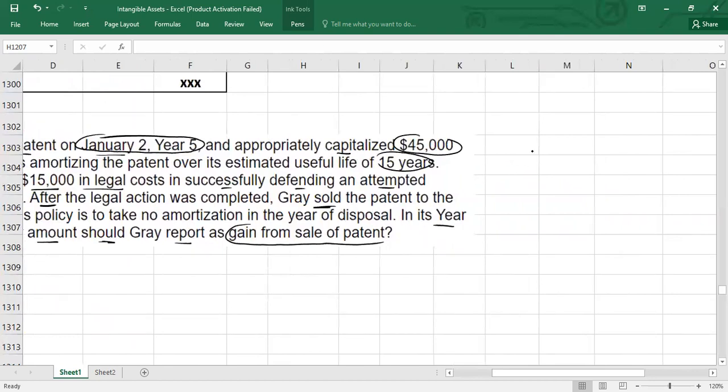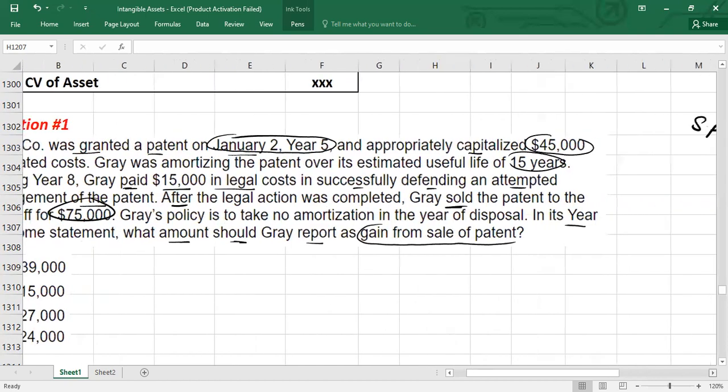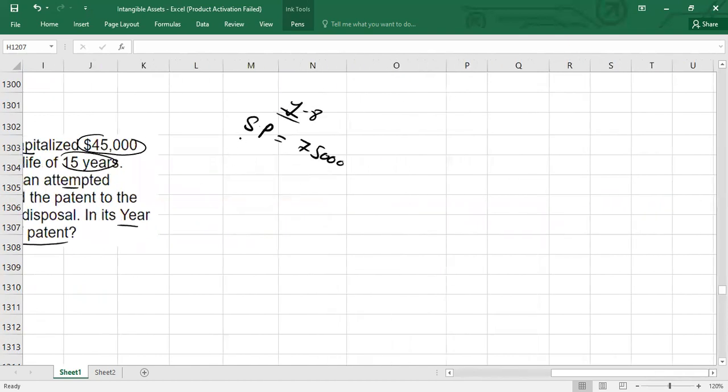Simply, to calculate the gain, you have to take the sale price of the asset in year 8. You are sitting in year 8. And the sale price is $75,000, because it's given in the question. You can just look here, it's given here. Then you have to subtract from the sale price the carrying value of the asset. For the carrying value of the asset, how will you calculate it?